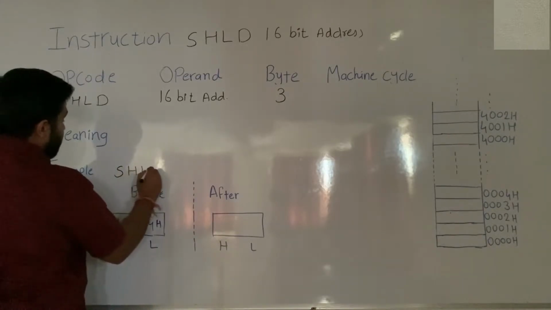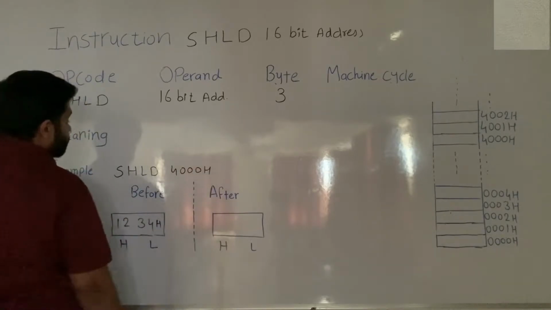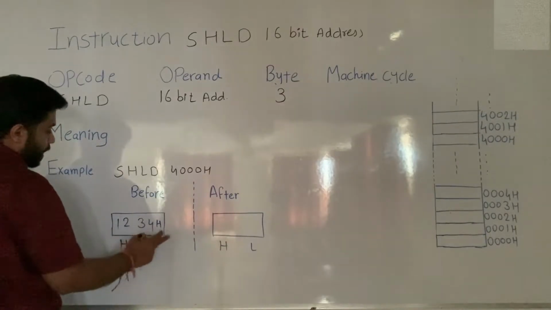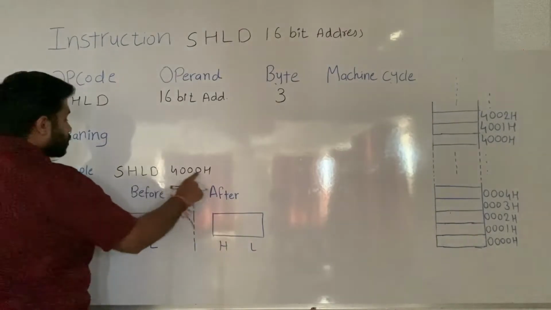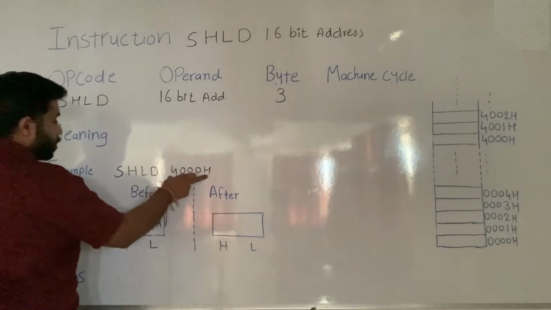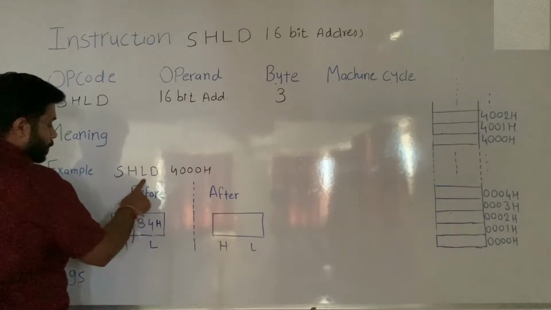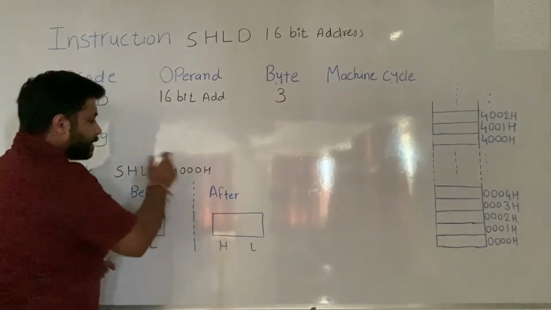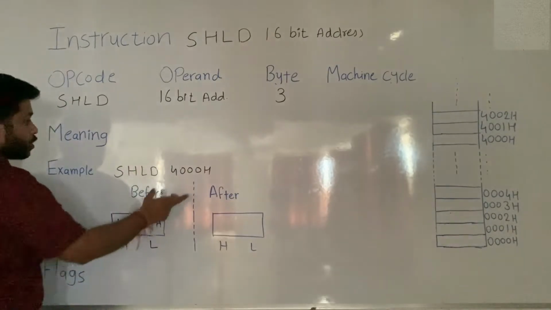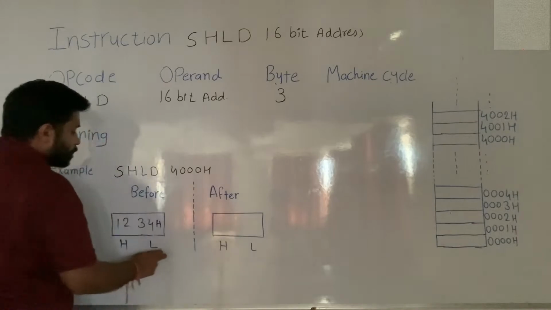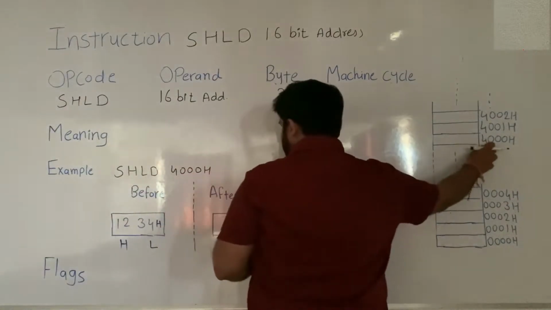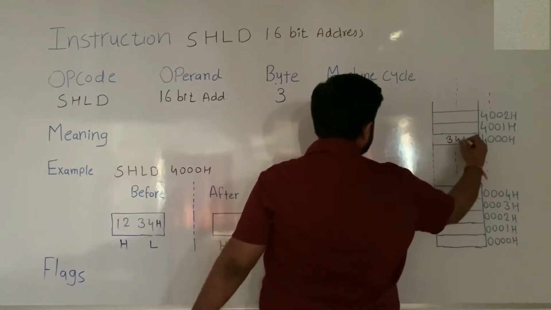Example is SHLD 4000H. Before the execution, you can see that the HL pair contains 1234H. And we are executing the instruction SHLD 4000H. It means store data to the memory location from the HL pair. So how will the data be stored? When this instruction is executed, the data from L will be stored to the memory location. So in 4000H, the data from L will be transferred to the memory. So in 4000H, 34 will be stored.